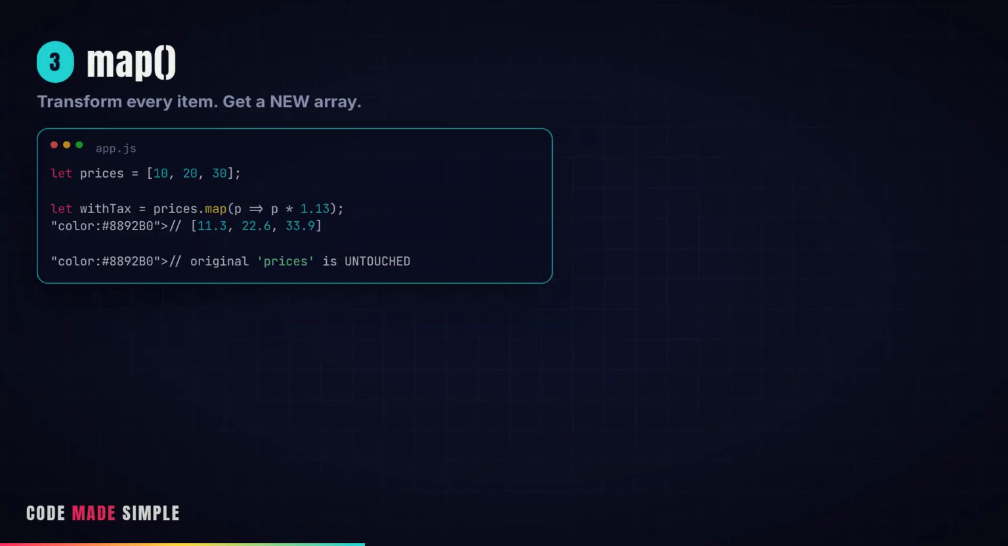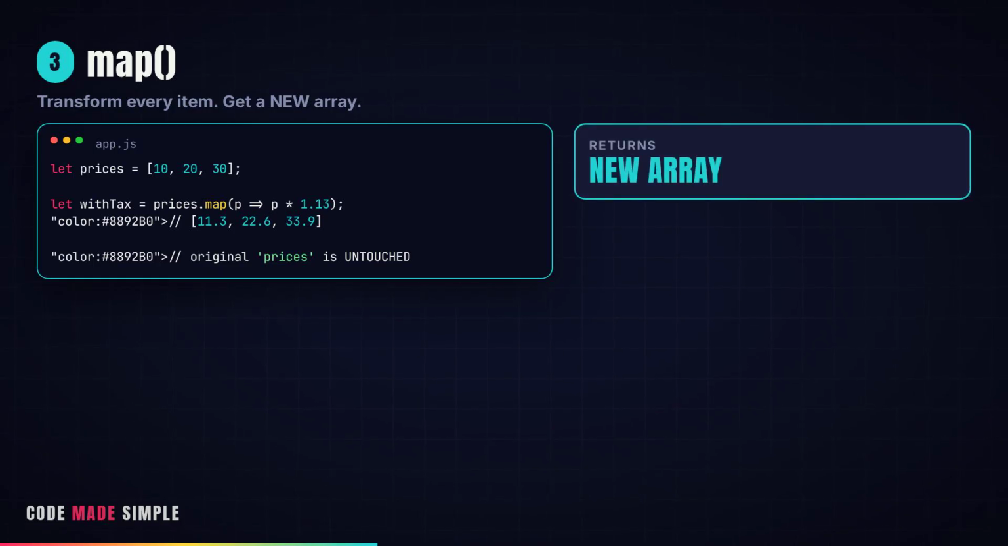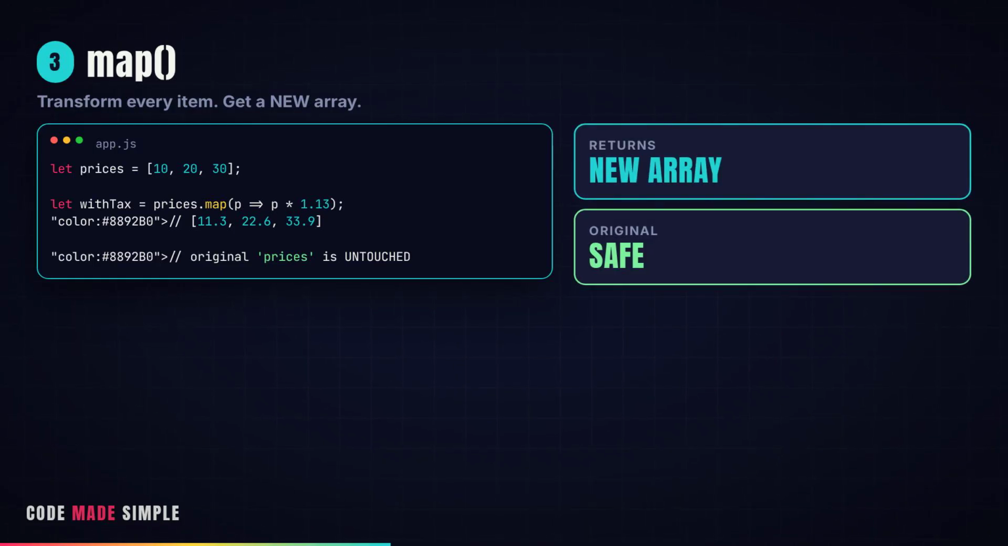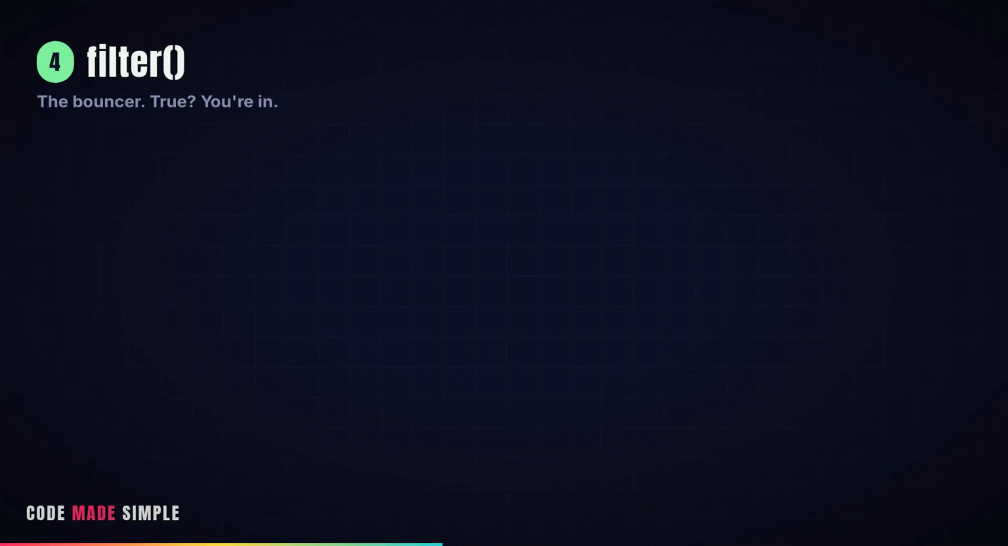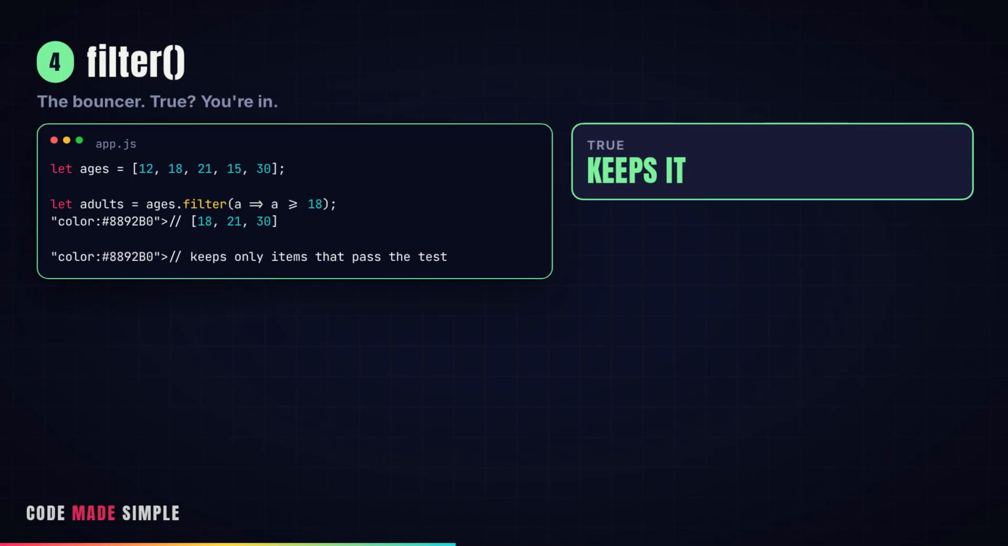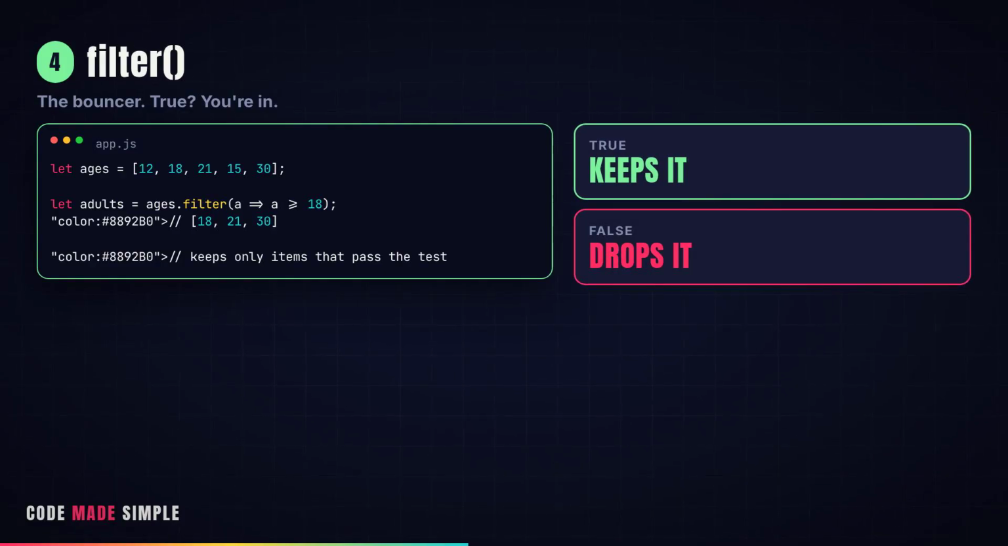Map, the transformer. Give it a callback. Get back a brand new array where every item is changed. Original stays safe. This is functional programming in one line. Filter, the bouncer. Return true, you're in. Return false, you're out. It hands back a new array with only the items that passed your test.